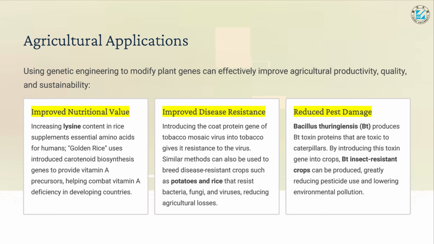A third application is reducing pest damage. Bt crops contain a gene from Bacillus thuringiensis. This gene encodes Bt toxin protein, which is toxic to certain insect larvae. As a result, the crops are protected from pest damage and may require less chemical pesticide. Overall, agricultural genetic engineering can improve yield, quality, sustainability, and food security.